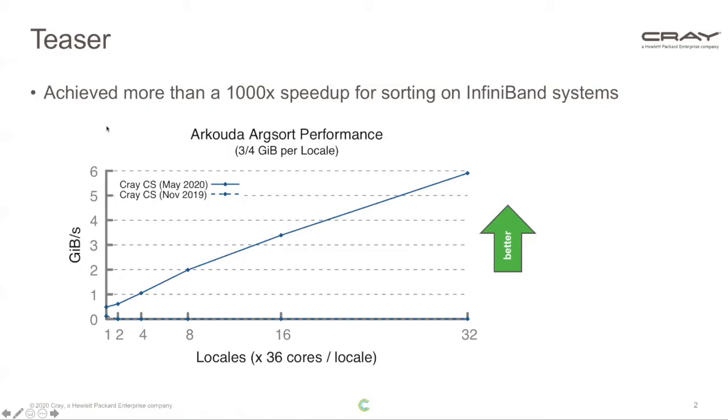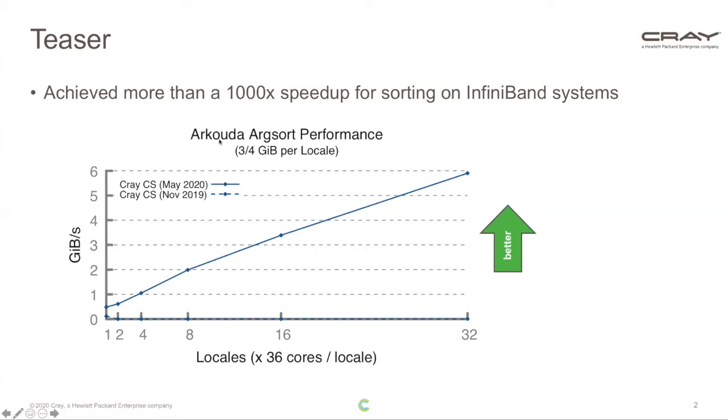And as a preview or kind of a teaser for this talk, we've achieved more than 1,000x speedup for sorting on InfiniBand networks. And this is a performance scalability graph that we're going to see a lot during this talk. So I wanted to take a moment just to kind of walk through it. It's a performance graph, so that means that higher is better, and this is in gigabytes per second. It's a scalability graph, which means that the x-axis is the number of nodes or locales, and for this graph, we're showing up to 32 nodes. We'll have another set of slides that show up to 512.